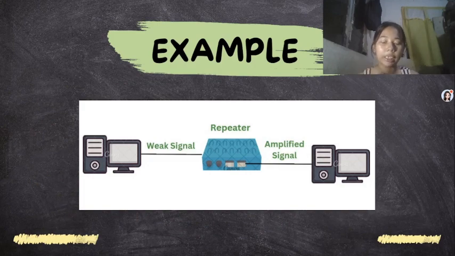So here's an example of a repeater. In the center we have the repeater, and on the side is the desktop, which means the connection between the internet and our computer is weak. So with the use of a repeater, the signal of the internet connection is boosted.